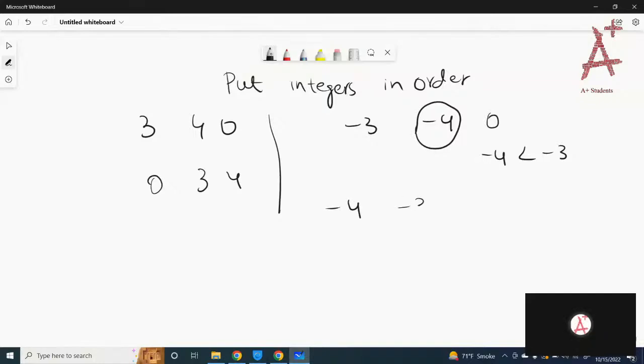Then you have -3, and then you have 0. 0 is greater than these two numbers. Got it? So the least one is -4 and the highest one is 0. Got it?